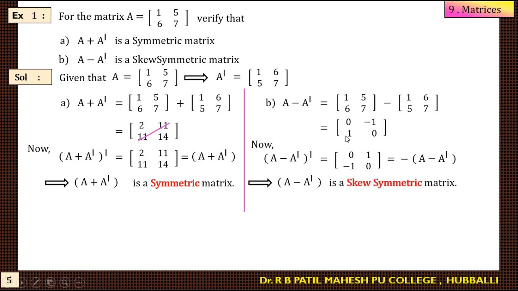Another method is just to observe the positions 1 2 and 2 1; they are opposite elements. If these two are opposite elements and the diagonals are 0, therefore clearly we can say this is a skew symmetric matrix. Without this operation, you can say by observing the elements of the matrix whether it is skew symmetric or not. The diagonal should be 0, and the non-diagonal elements position wise should be opposite.